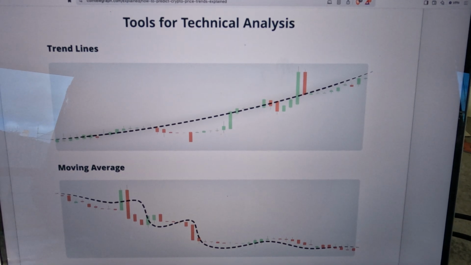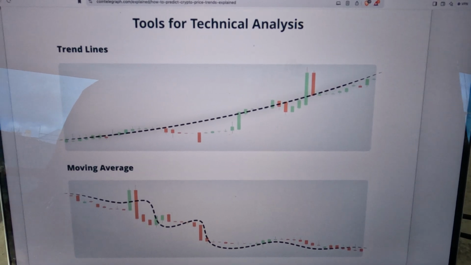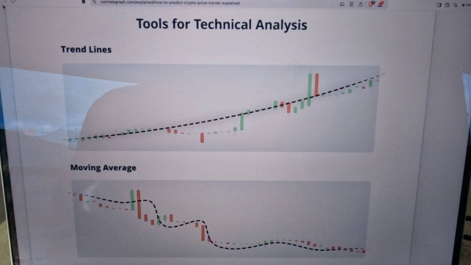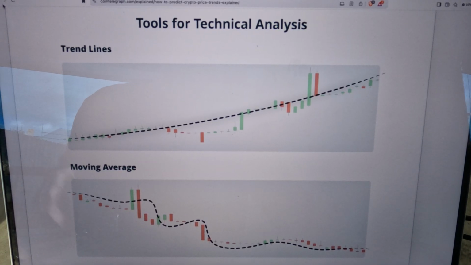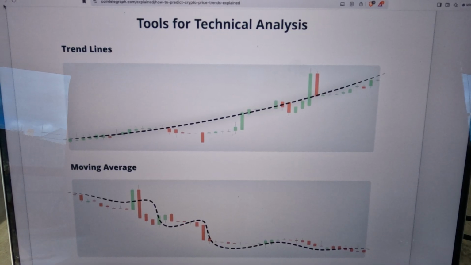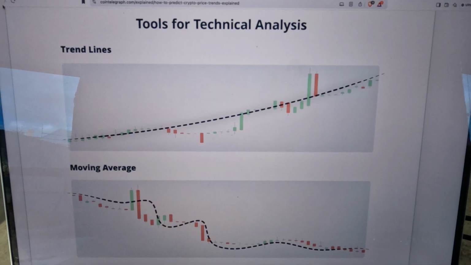Now, trend lines, you've got to be careful with them. I think everybody starts trying to read trend lines. You can't just look at the trend lines and really predict any of it. You've got to put all that other information together.